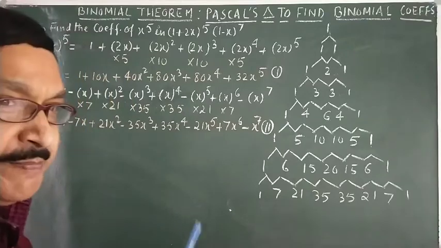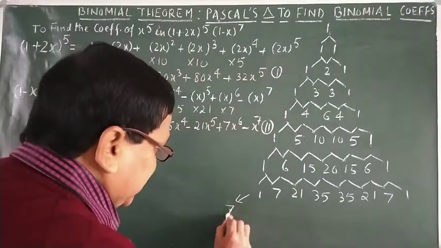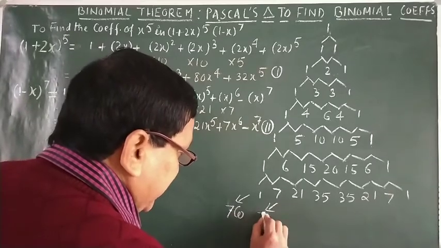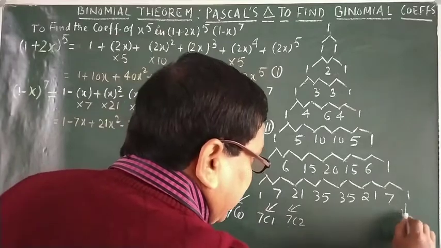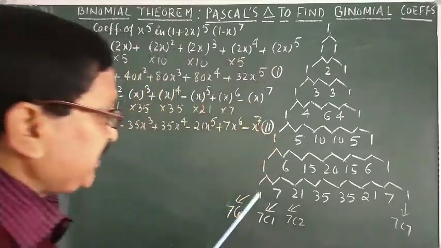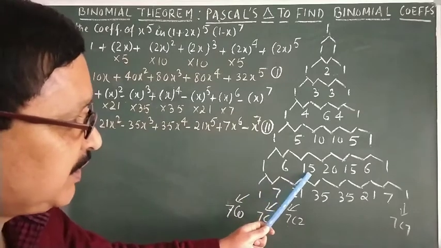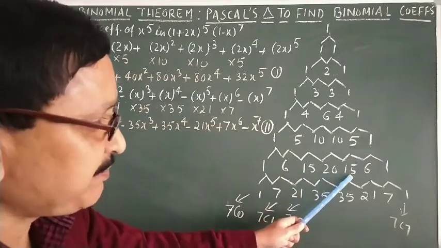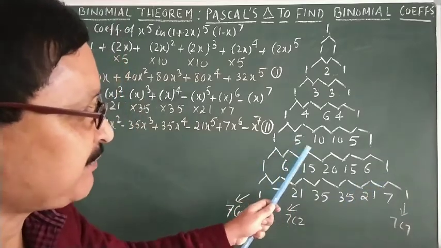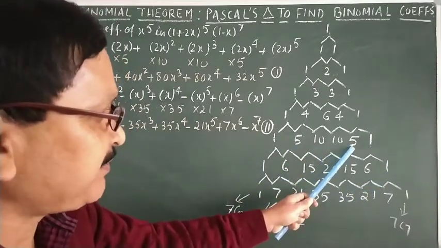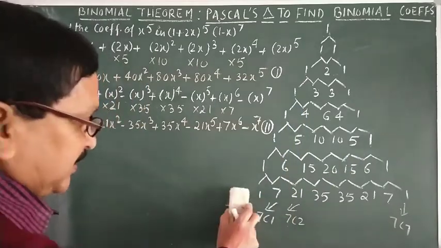So the benefit of this is you can quickly write the values. This is called 7C0, this is 7C1, 7C2, and the last is 7C7. Similarly, this is 6C0, 6C1, 6C2, 6C3, 6C4, 6C5, 6C6, 5C0, 5C1, 5C2, 5C3, 5C4, 5C5, and so on. This is the benefit of Pascal triangle.